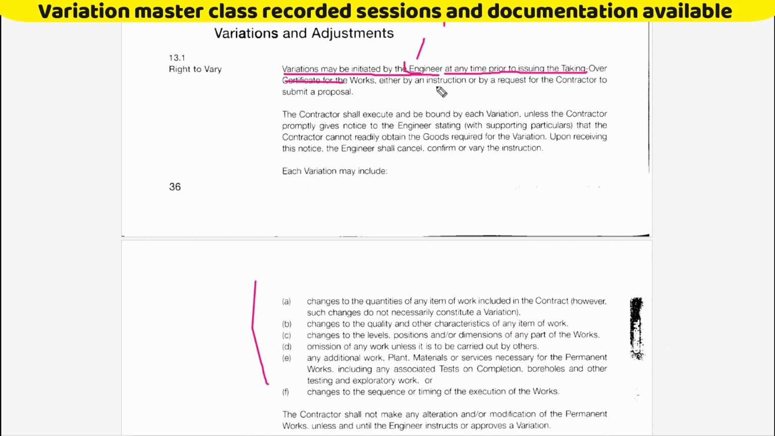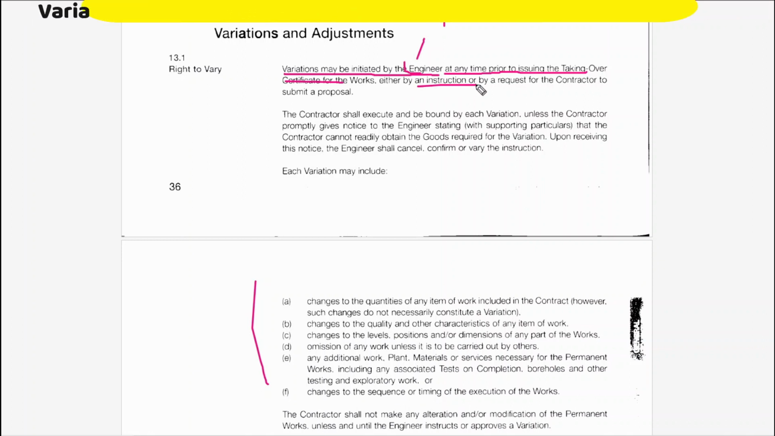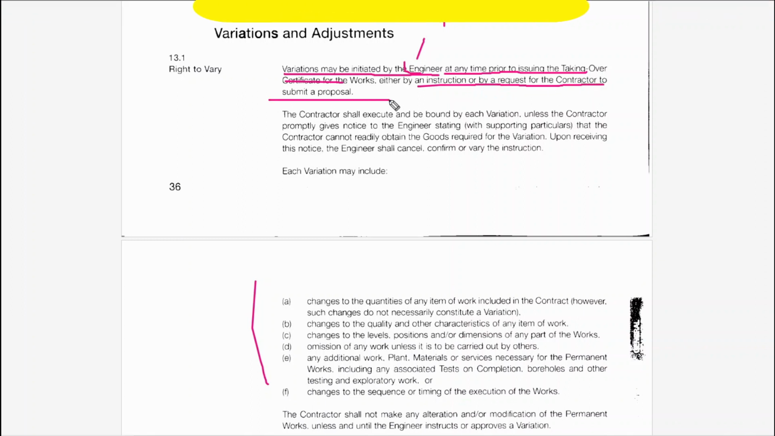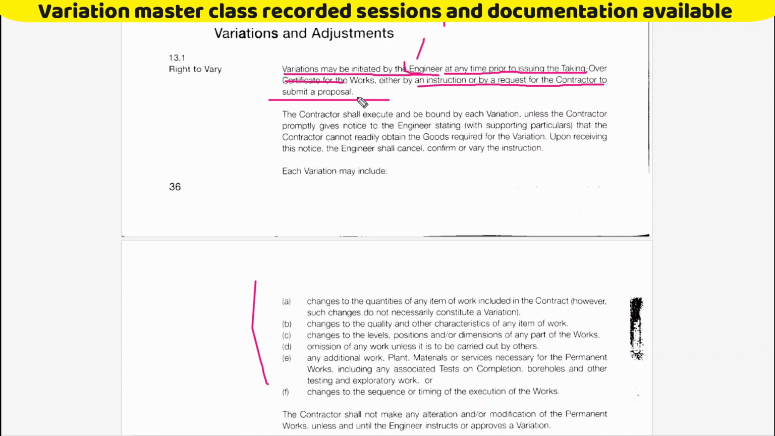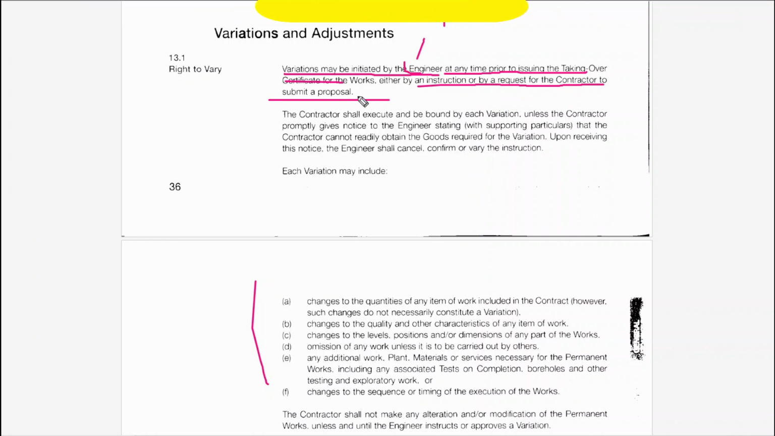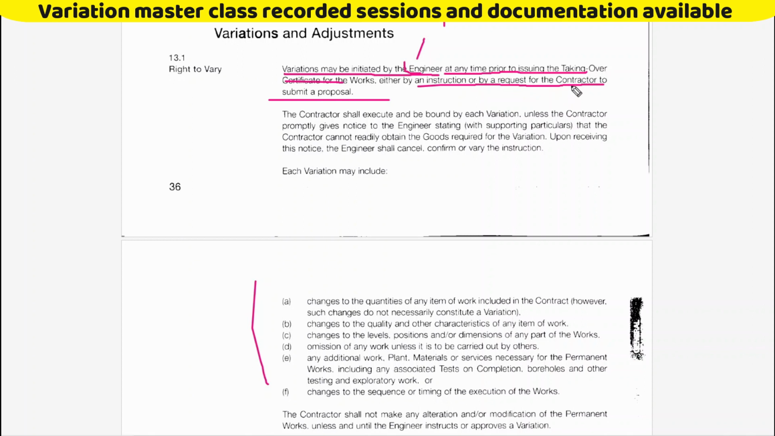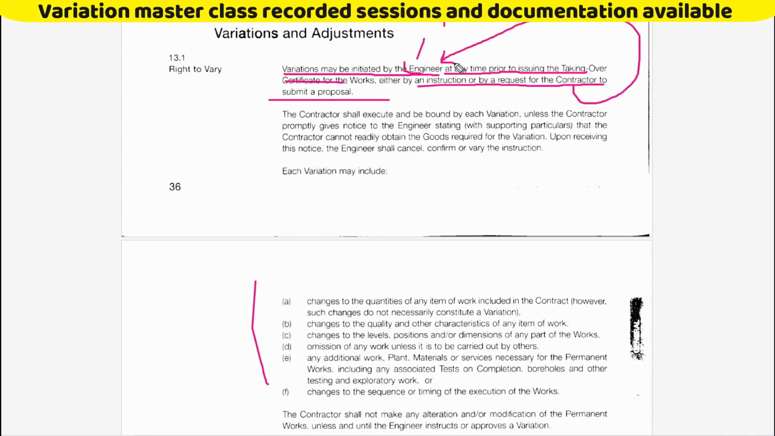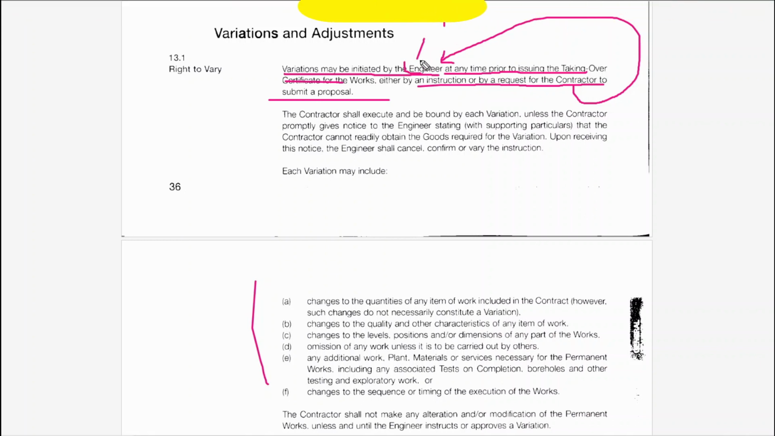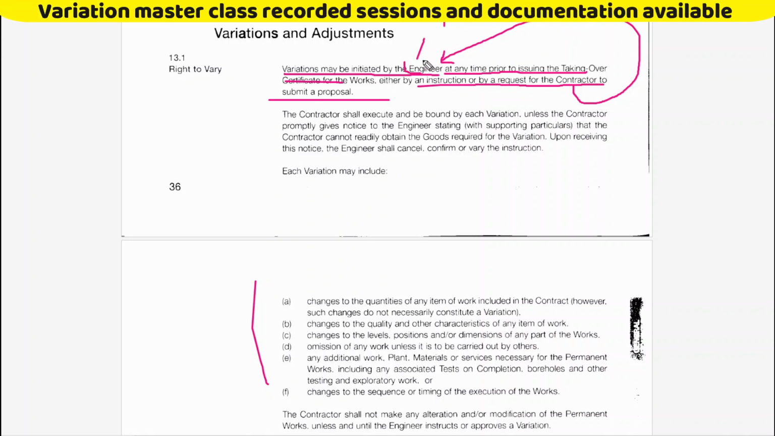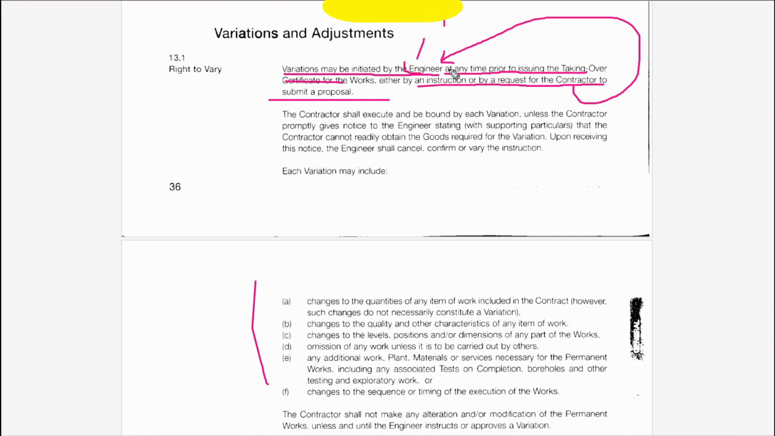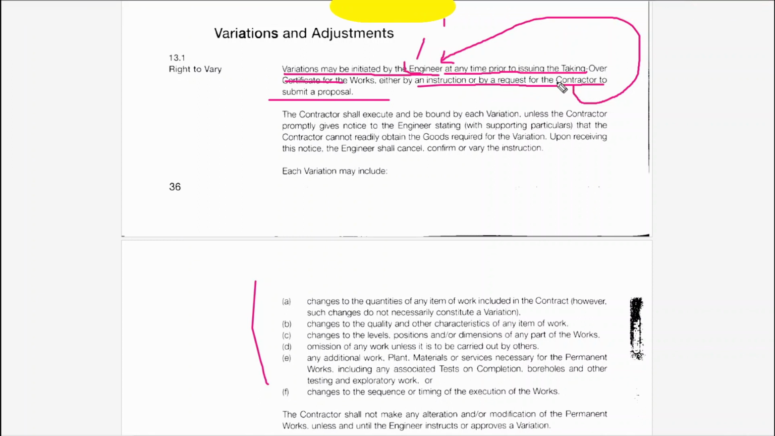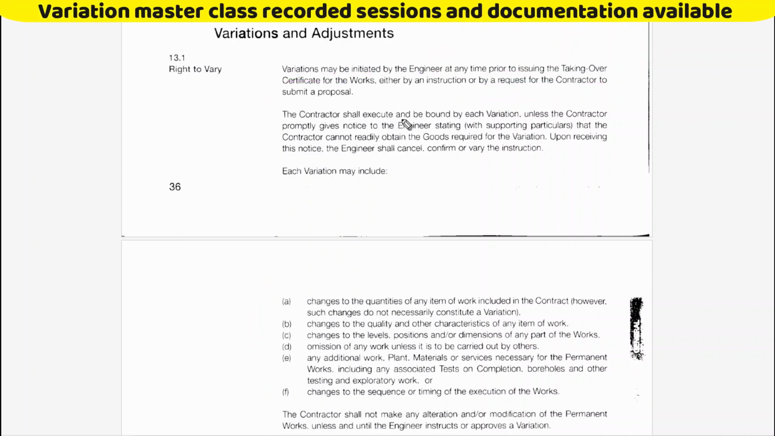The second scenario is either by an instruction or by a request for the contractor to submit a proposal. Sometimes the contractor can identify some variation during construction. At that time, the contractor also requests the engineer, the consultant: Mr. Engineer, we found additional works, like a variation work. This is the cost and time impact for this variation. So we have to notify. The contractor also can notify. So there are two options, right?